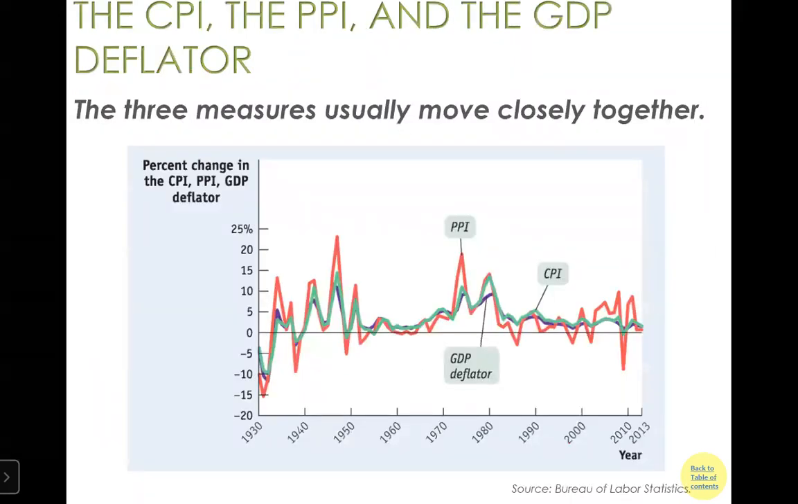So in reality, these three things, most of the time they track each other. Right? But certainly there are different fluctuations. So GDP deflator is the smoothest. Right? And the PPI, which stands for Producers Price Index, is more volatile compared to GDP deflator.